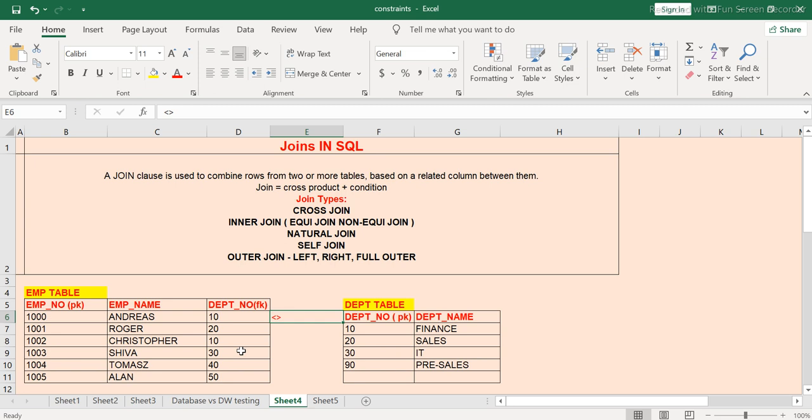Full outer join, again, it's left outer join plus right outer join basically. Okay, so this is how it works.